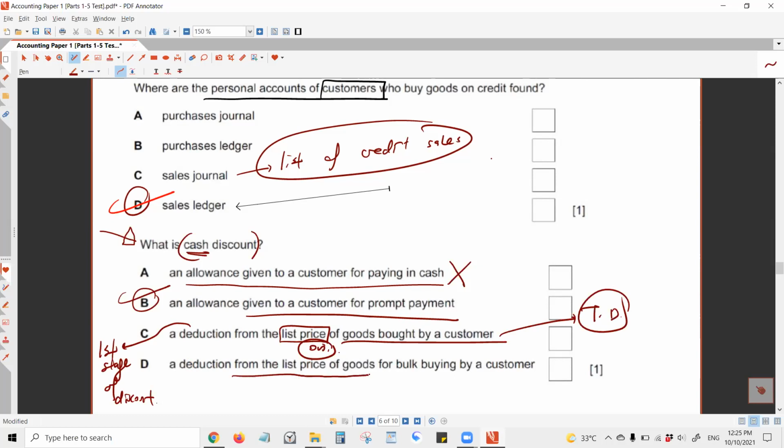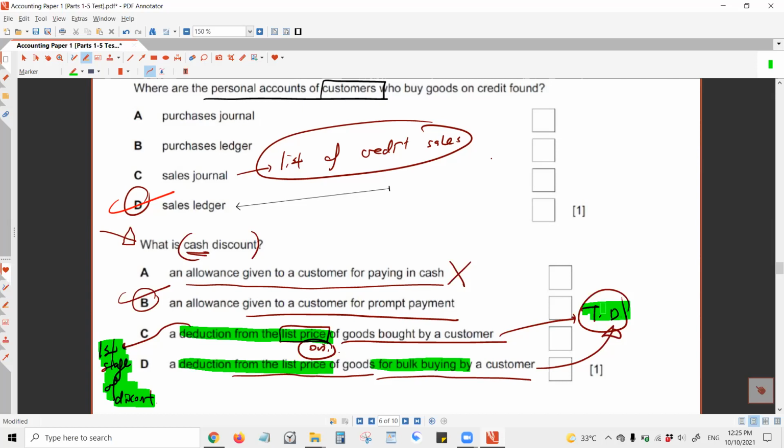Deduction from the list price of goods for bulk buying by a customer. It's the same thing as C. Trade discount. Okay, let me explain again. The C, they say they minus from list price. When you minus from list price, it must be the first stage of discount they are talking about here. And the first stage of discount is trade discount. And the D, it says deduct from this price as well, but they further describe to you it is for buying in bulk. So very clearly it is also trade discount. Okay, C and D are the same thing.